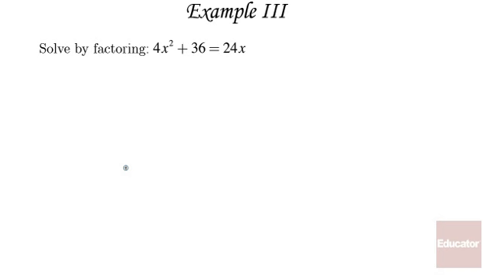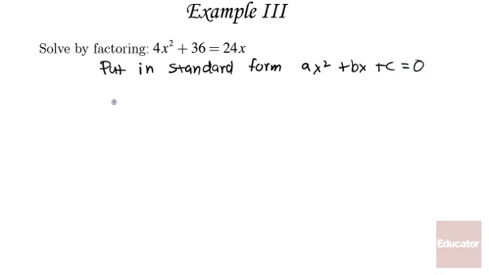Okay, again, solve by factoring, and we have another situation where it's not in standard form. So I want to put it in standard form, which is ax squared plus bx plus c equals 0. All right, that is going to give me 4x squared minus 24x plus 36 equals 0, just subtracting 24x from both sides.